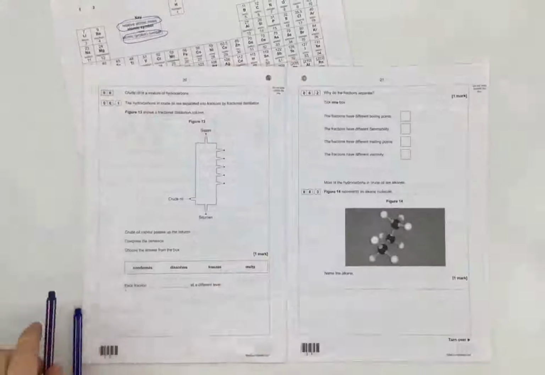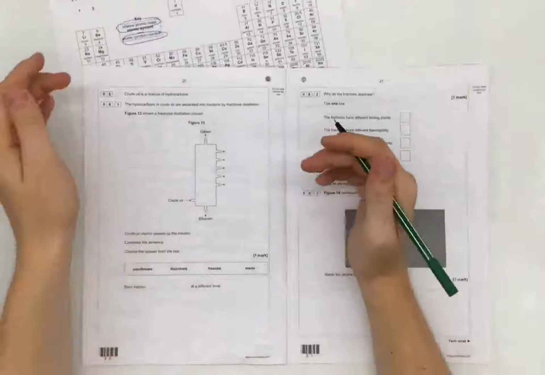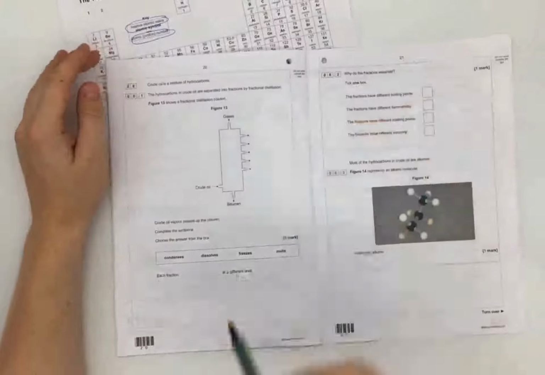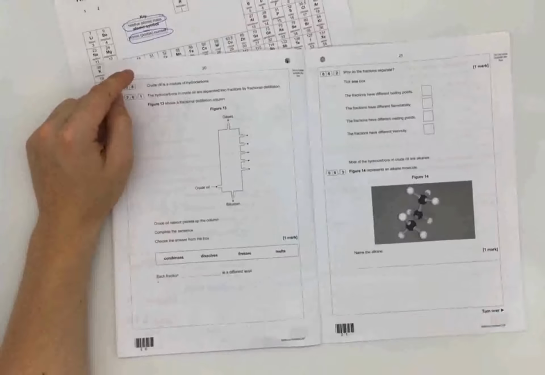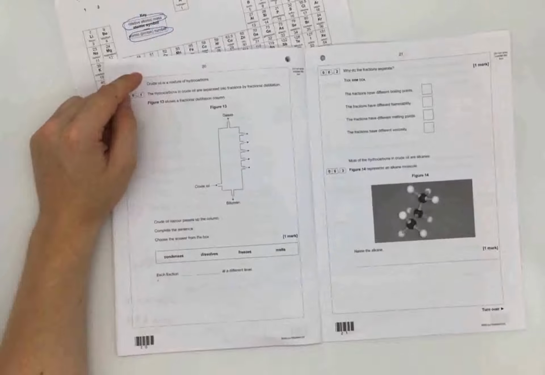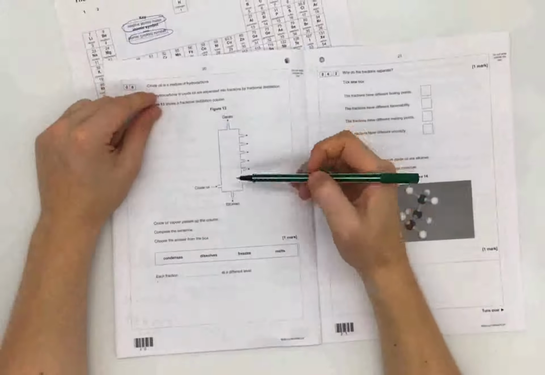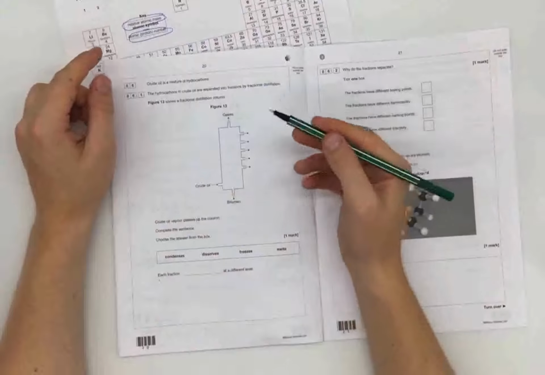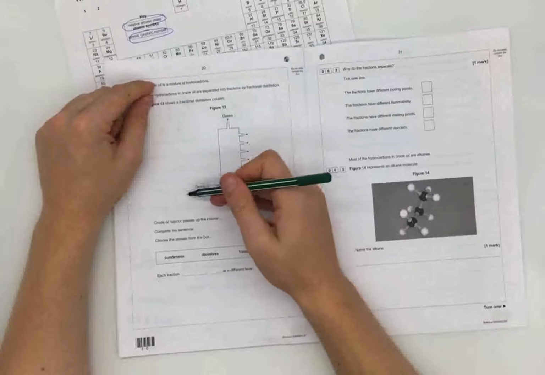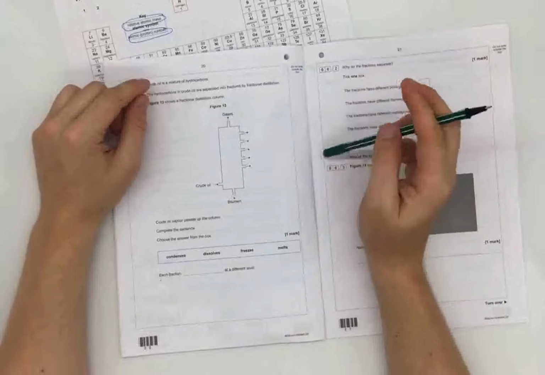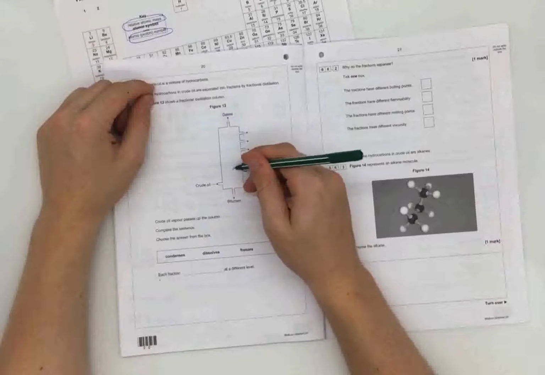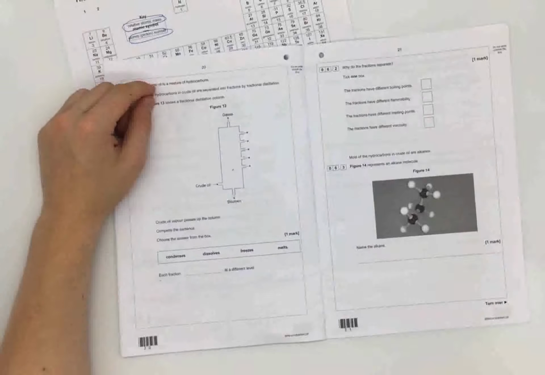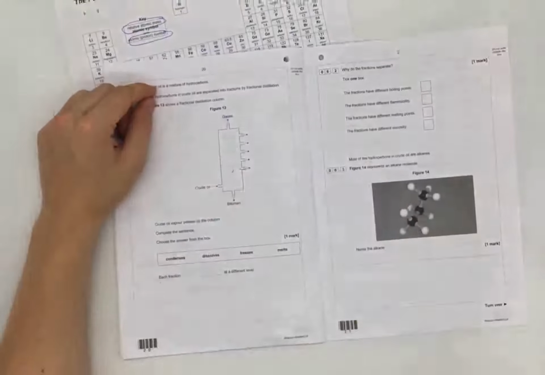Okay, 2 more questions. Question 6. Crude oil is a mixture of hydrocarbons. The hydrocarbons in crude oil are separated into fractions by fractional distillation. It shows a fractional distillation column. Crude oil vapour passes up the column. Complete the sentence. So first of all, what happens in a fractional distillation column? You take the crude oil and you turn it into a vapour. That vapour goes up here, and when it reaches the temperature at which it's comfortable, it condenses and is piped off.